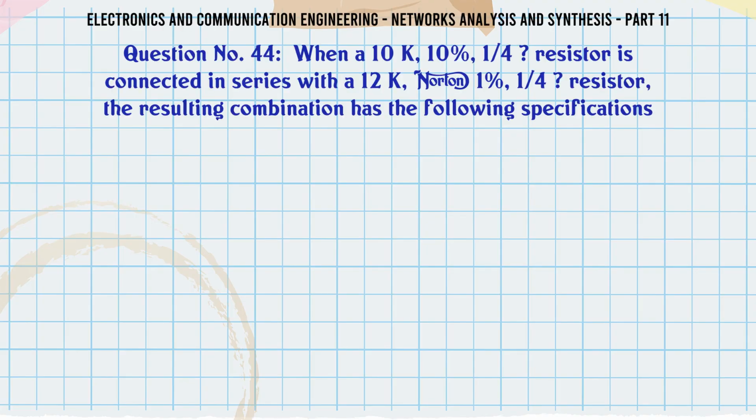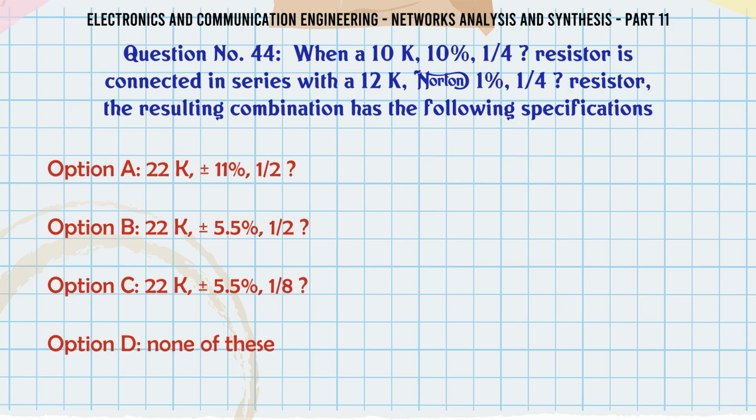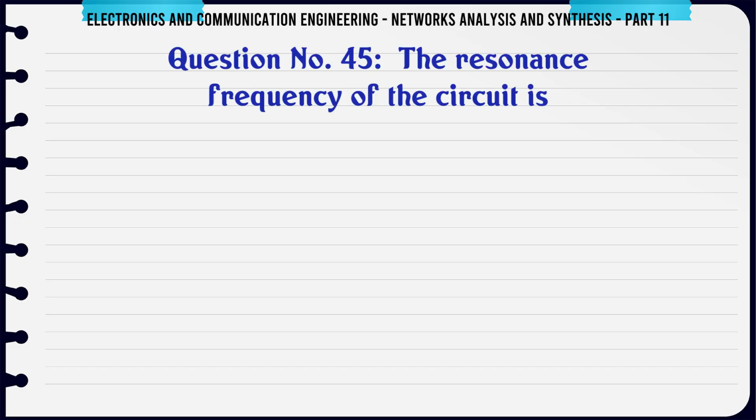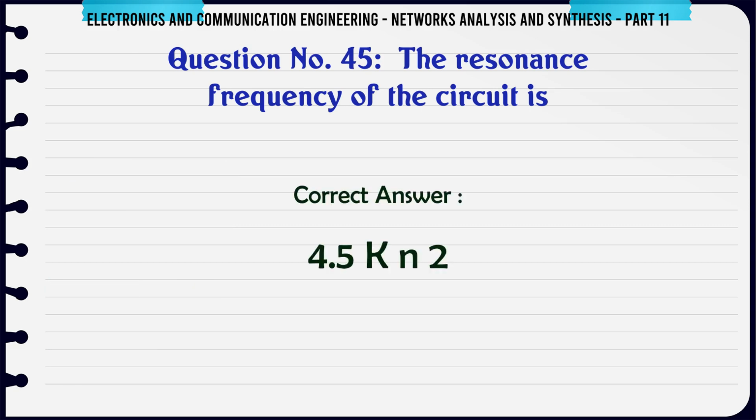When a 10K 10W resistor is connected in series with a 12K 1W resistor, the resulting combination has the following specifications: A) 22K 11W, B) 22K 5.5W, C) 22K 5.5W, D) none of these. The correct answer is 22K 5.5W. The resonance frequency of the circuit is: A) 5.4K rad/s, B) 4.5K rad/s, C) 5K rad/s, D) none. The correct answer is 4.5K rad/s.